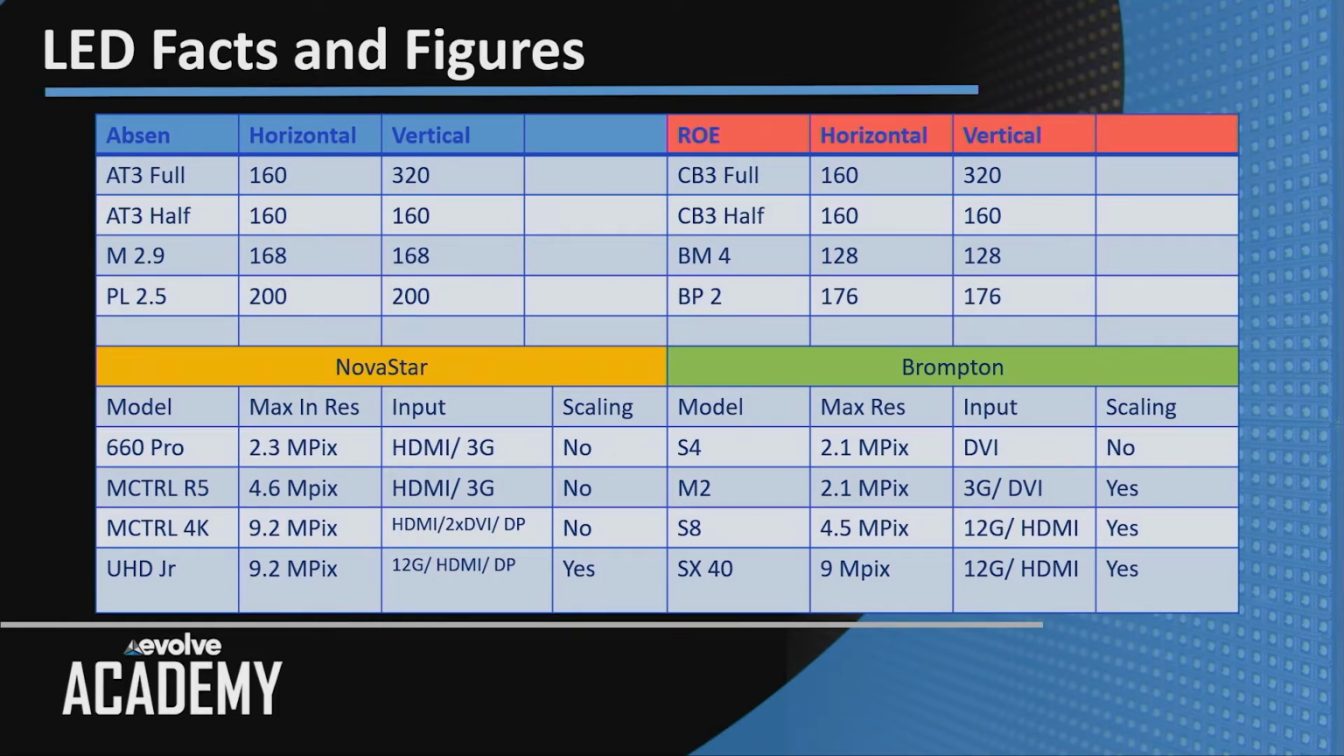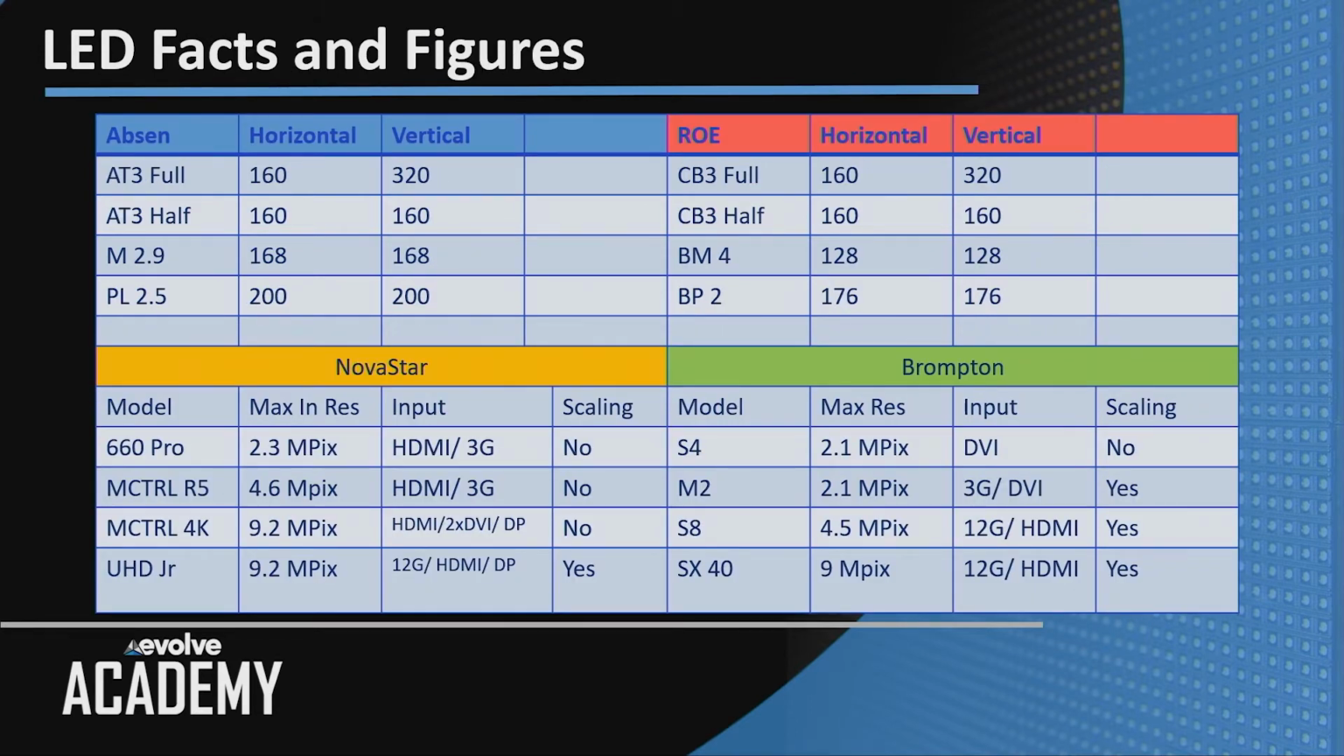So for instance, the AT3 in Absen is 160 wide and 320 tall. On the Roe side, the CB3 is 160 wide and 320 tall. Those two cabinets happen to be exactly the same dimensionally, pixel-wise. That's the kind of pixel space you're looking at. The M29, 168 by 168. The Black Pearl. The Black Pearl 2, 176 by 176, so that's a square cabinet.